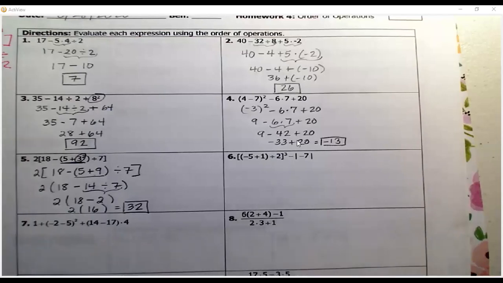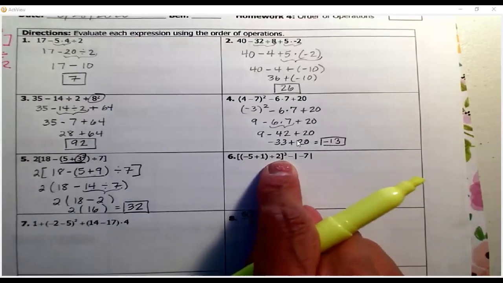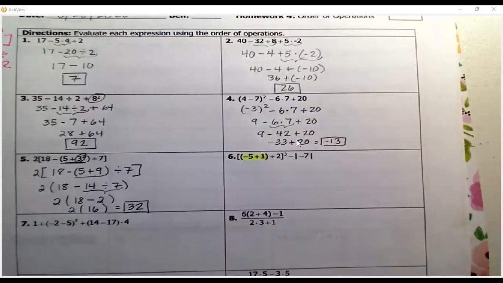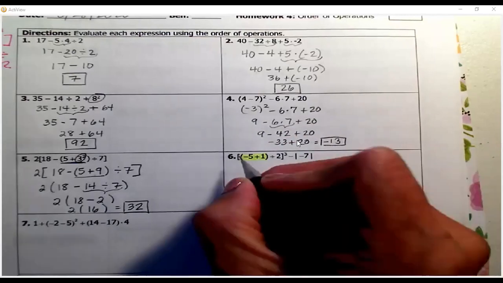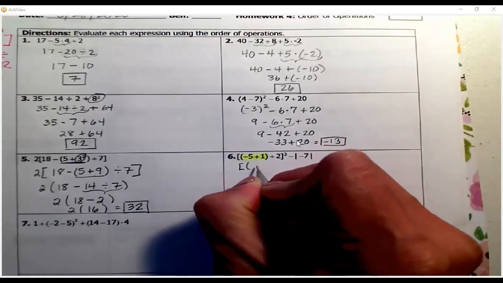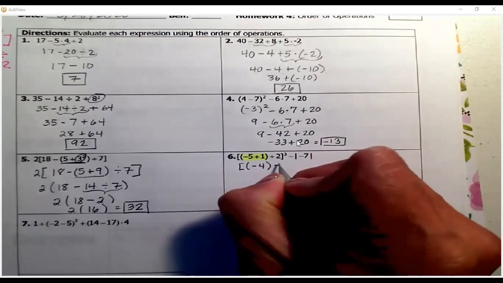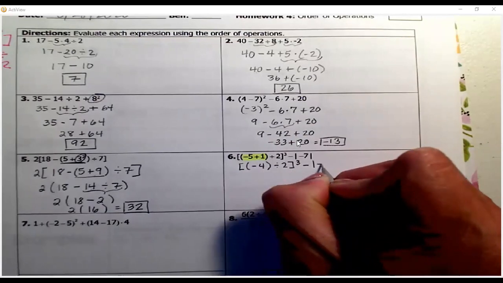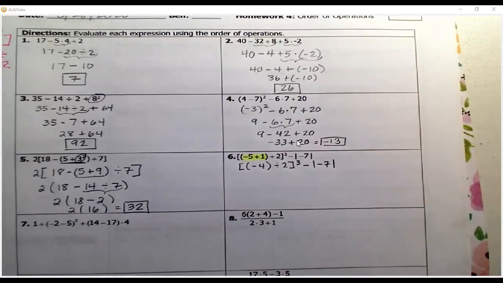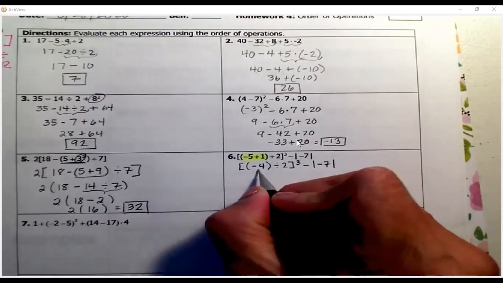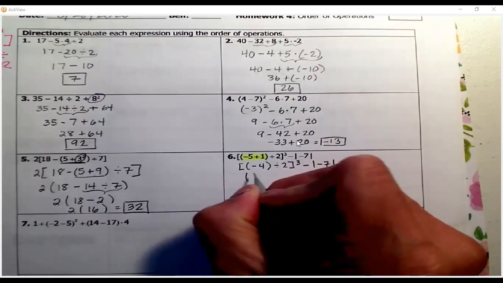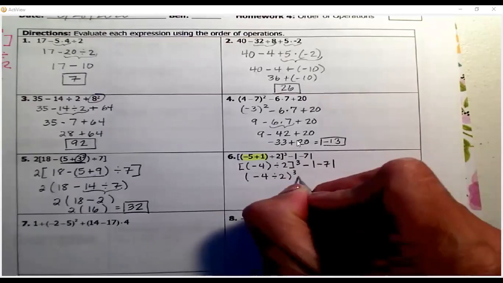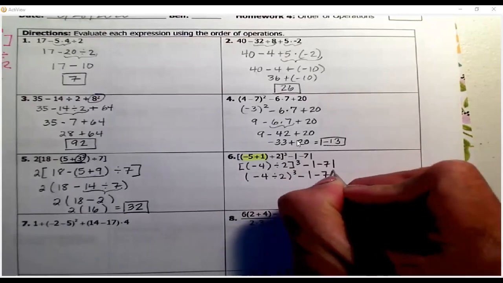Now on number 6, I have this huge grouping symbol here. I got to look inside again, and this is what I'm going to take care of. Right there. So I'm going to rewrite this. -4 divided by 2 to the third minus the absolute value of -7. So now I can just drop those brackets and I can have -4 divided by 2 to the third minus the absolute value of -7.